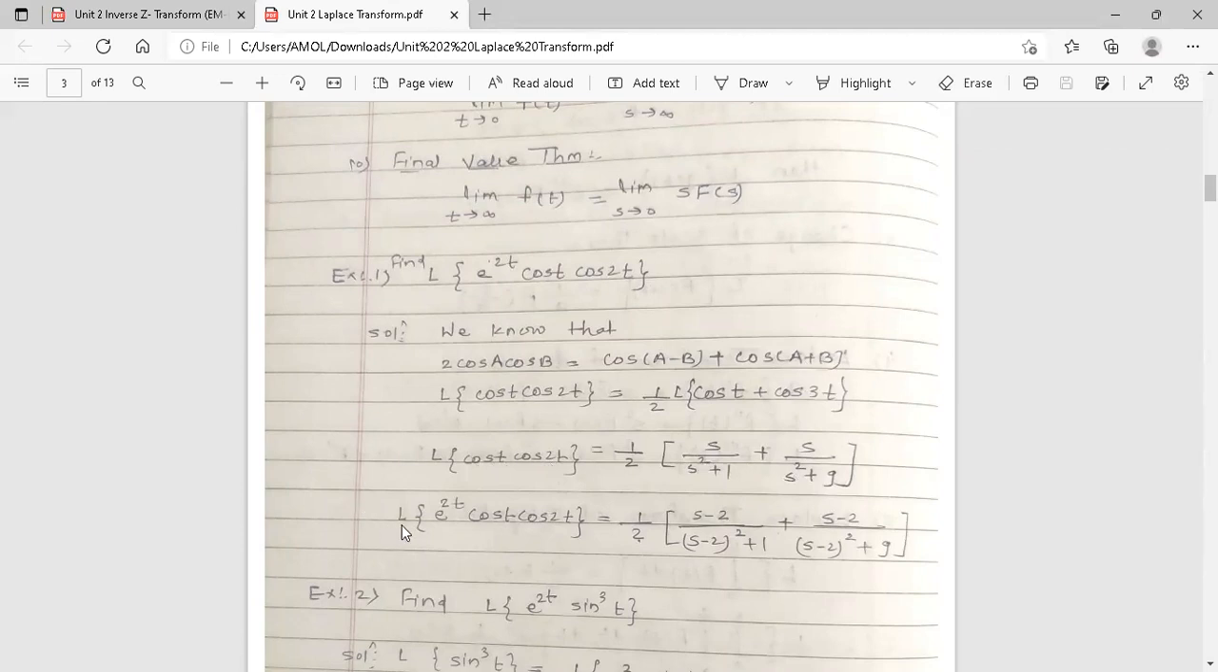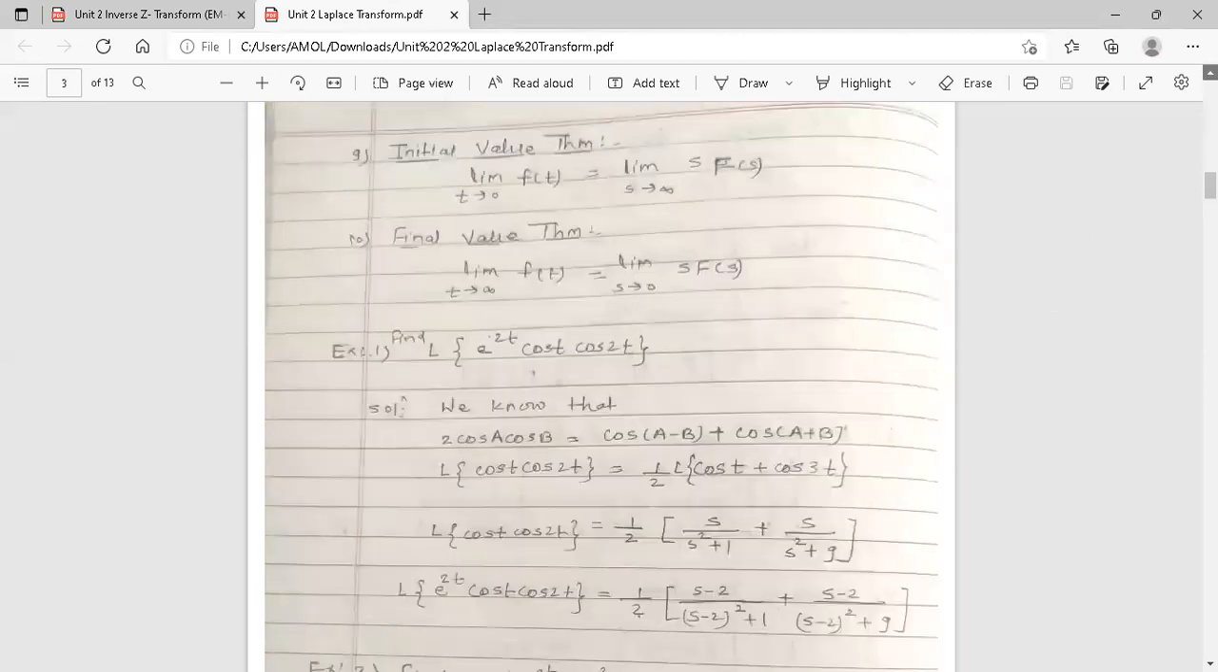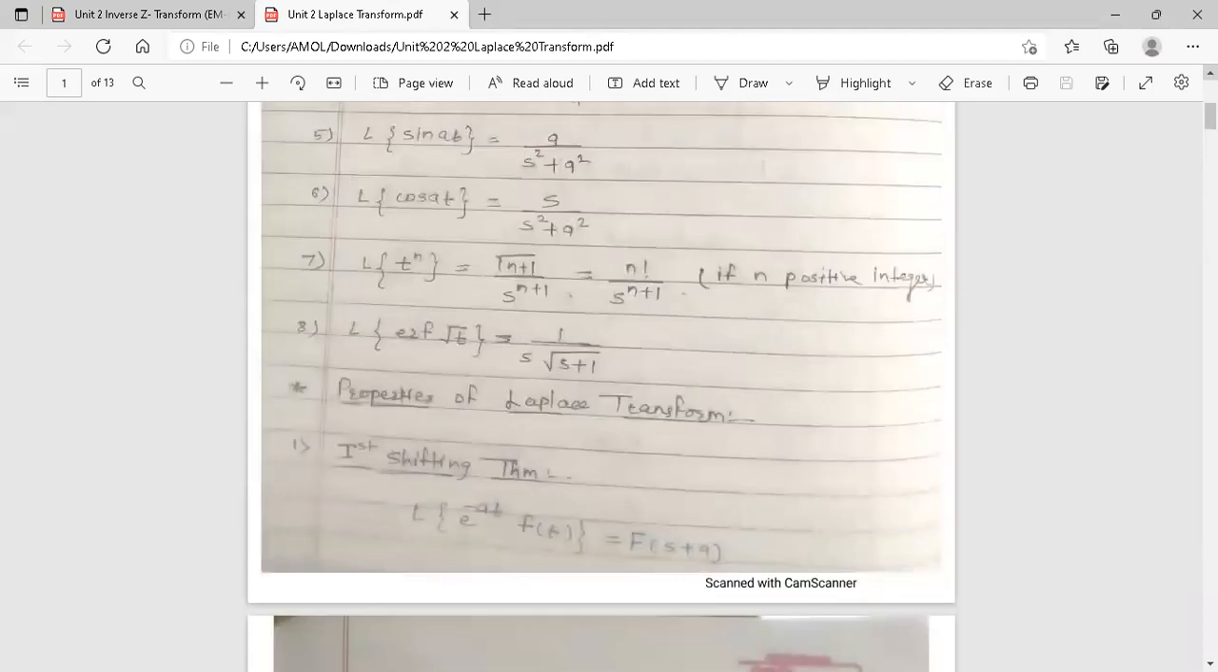Now the Laplace transform of e raised to 2t into cos t into cos 2t. Now use the shifting property to find it. It is equal to this 1 by 2 as it is. Now replace s. See what the shifting property is: the Laplace transform of e raised to minus at into f of t is f of s plus a. When the coefficient of the exponential function is minus a, then we write s plus a.